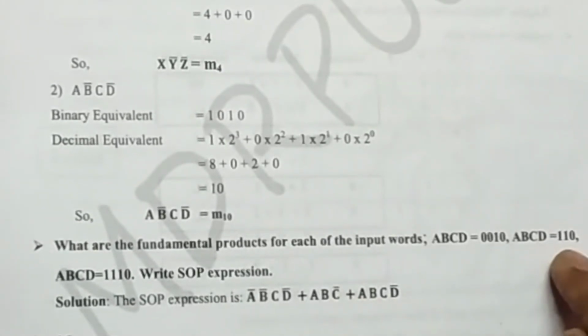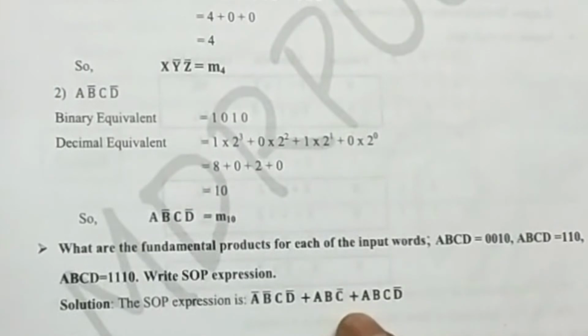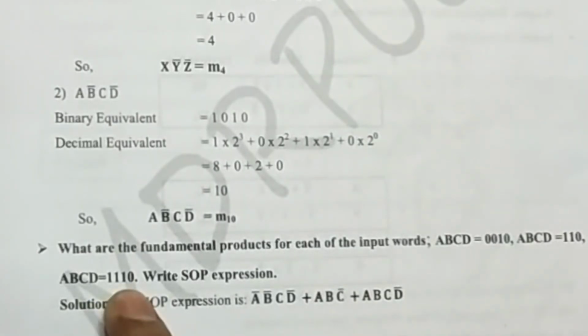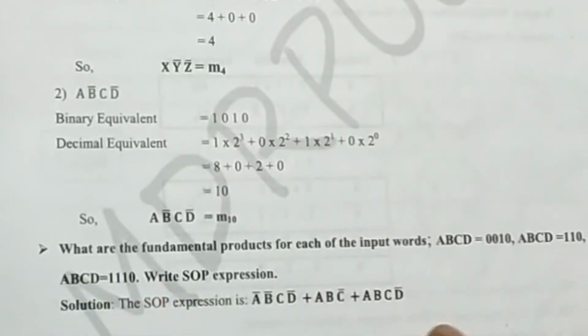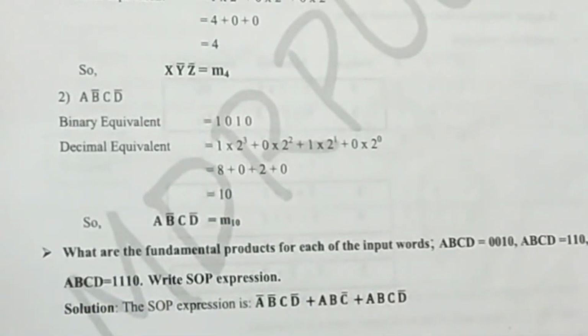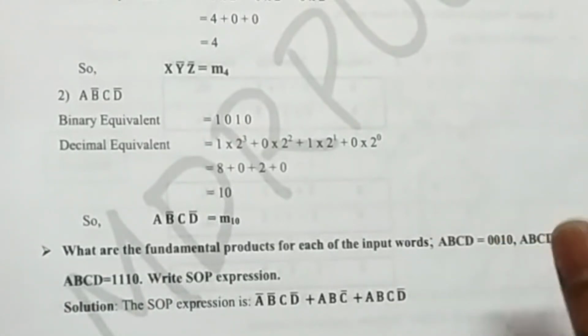So only 1, 1, 0: A, B and then C bar. Plus 1, 1, 1, 0: it's A, B, C, D bar. So this is the SOP expression for the given values.